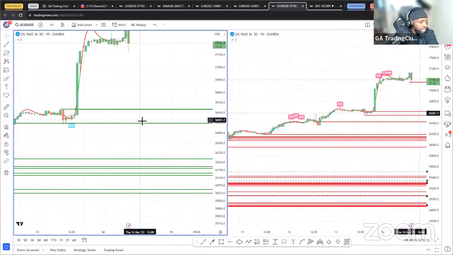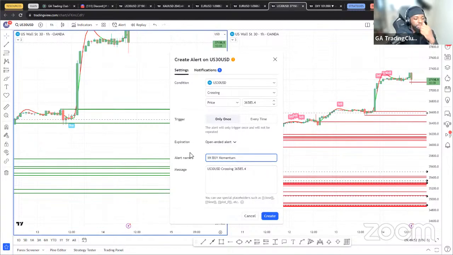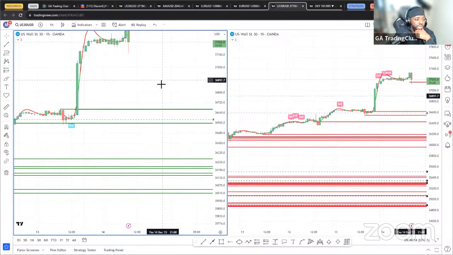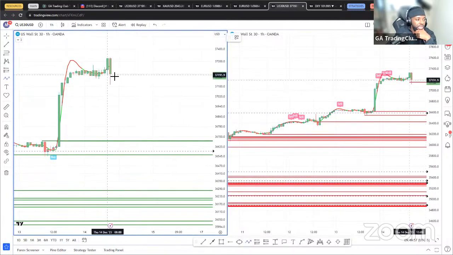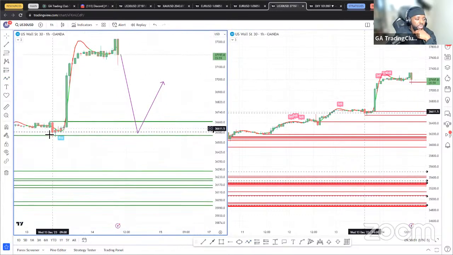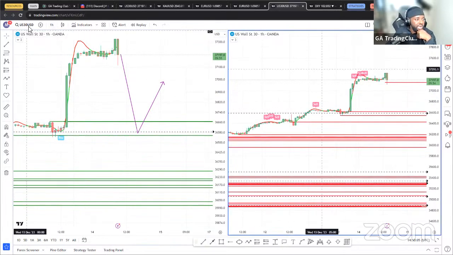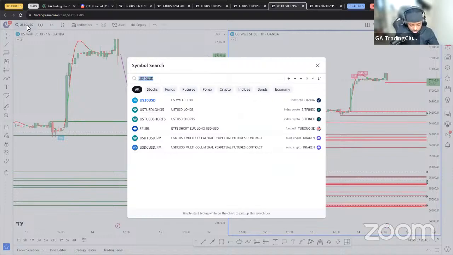So I will set an alert here for US 30 at the low of this candle, 36,585. I'm adding an alert just so that I know that price is crossing there. It's not a daily, it's an hourly buy momentum. So 1 hour buy momentum. If US 30 gets here, the likelihood is that it will have some sort of rejection at that zone. So no valid sells on the 1 hour. Let's go to gold.